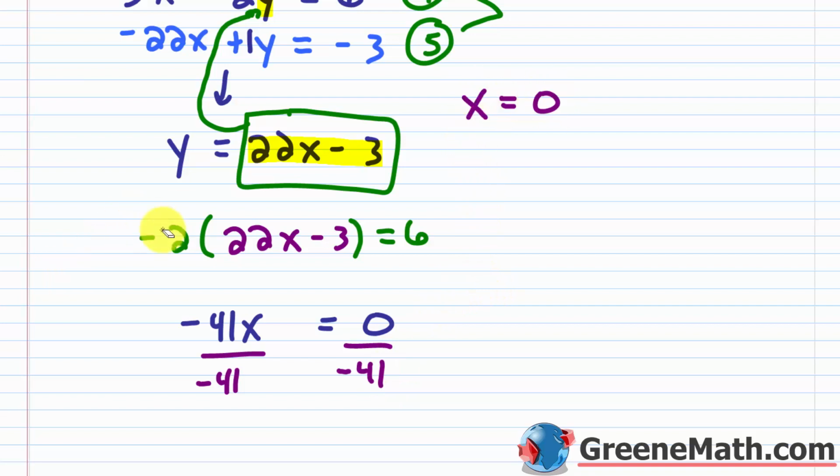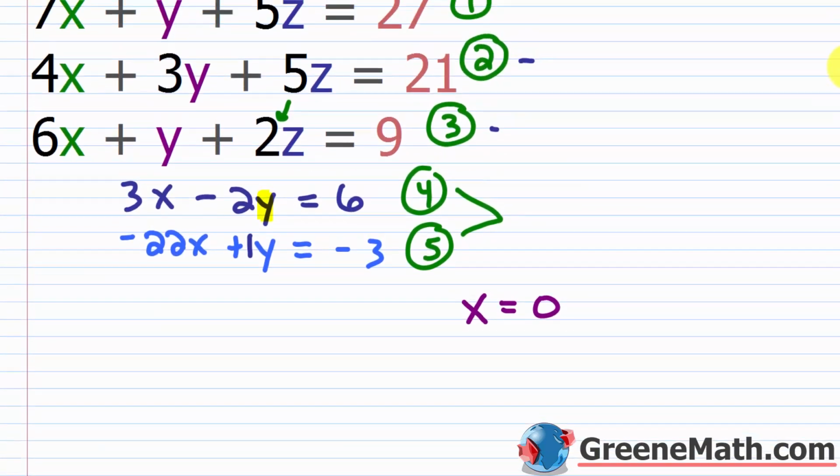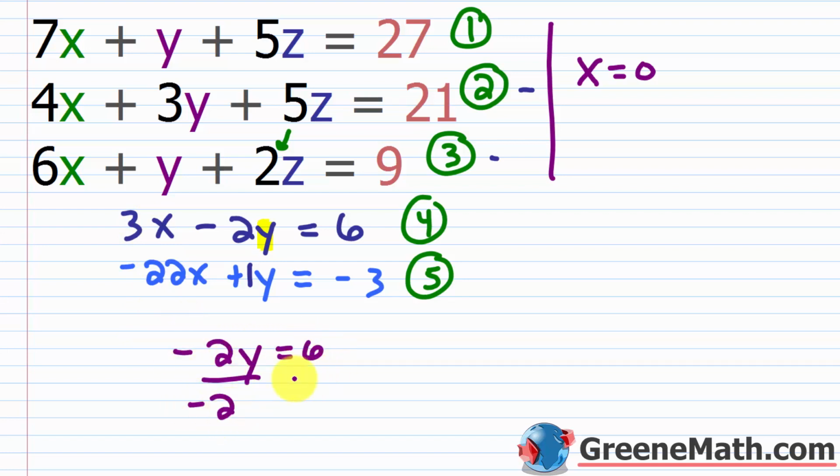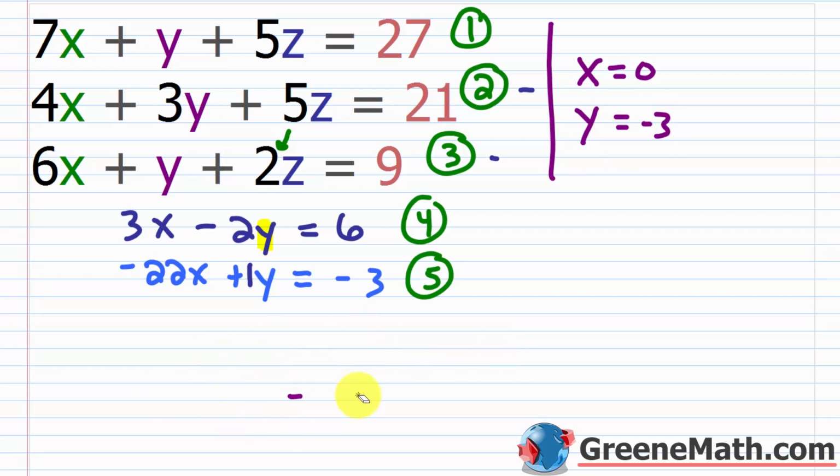Okay, so let's erase this, and let me scroll back up, and let me write this over here. So we've found already that x is equal to 0. Okay, so that's the first one. So I can plug in a 0 for x in either equation 4 or 5, find out the value for y. So let's use equation 4. 3 times 0 is 0. So I would have that negative 2y is equal to 6. Divide both sides by negative 2, and we'll get that y is equal to negative 3. So now I know y is equal to negative 3. Okay, so x is 0, and y is negative 3.